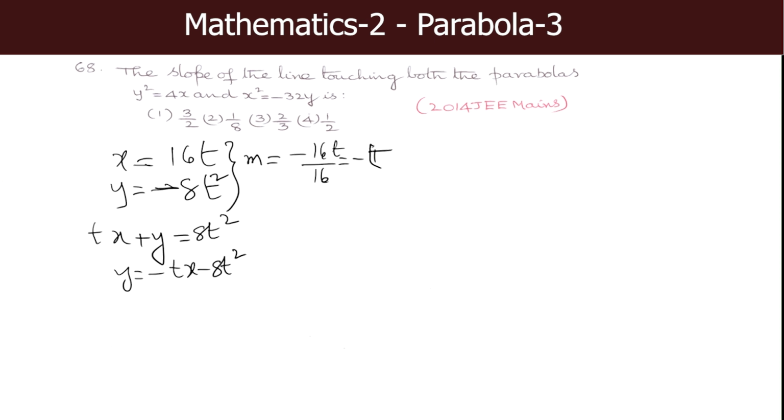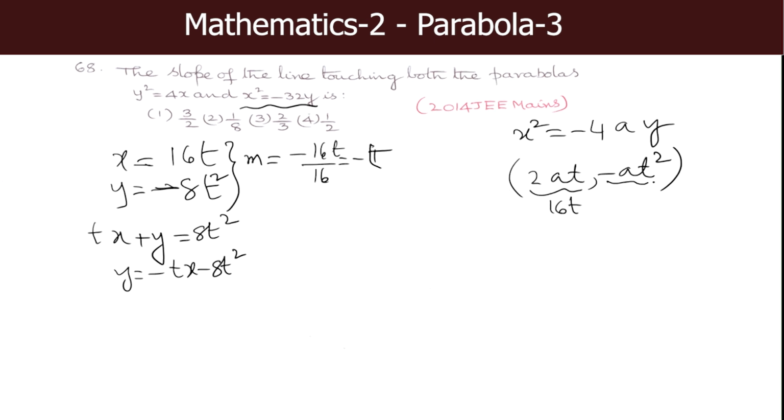I once again repeat, these are the parametric equations of the second parabola, x square equal to minus 8y. I am trying to write down the equation of the tangent to the second parabola, for which I noted the parametric coordinates. They are given by x equal to 16t and y equal to minus 8t square. Because for the parabola x square equal to minus 4ay, the parametric coordinates are, well, y must be negative, x positive. So, 2at, minus at square, where a is here 8. So, this is 16t, this will be minus 8t square.